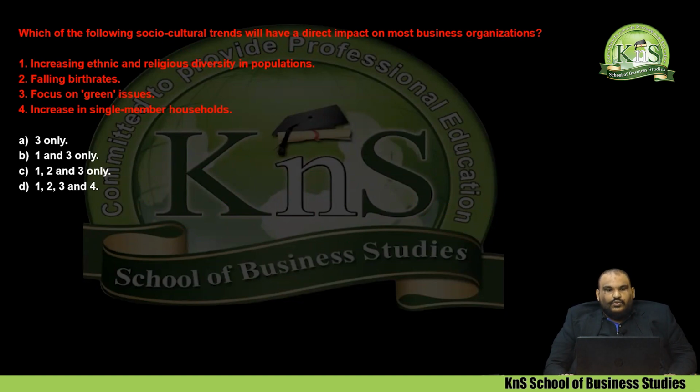So, which of the following socio-cultural trends will have a direct impact on most business organizations? Is it A, B, C, or D? Now, I want you guys to think about this, right? There is increasing cultural diversity, religious and ethnic diversity. Falling birth rates means less and less people are being born. More focus on environmental issues, and an increase in single member households. Which one of them will have a direct impact on most business organizations? What's your answer, guys? Is it A, B, C, or D?